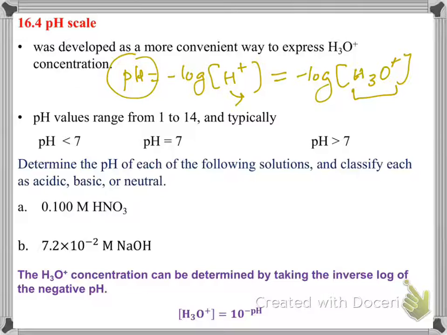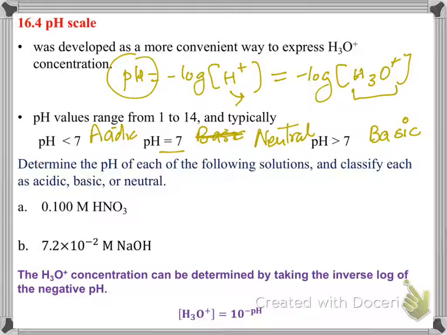The pH value ranges from 1 to 14. If the pH value is less than 7, the solution is acidic. If the pH is equal to 7, the solution is neutral, and pH greater than 7 is basic. The solution is basic. So now look at these two questions here.